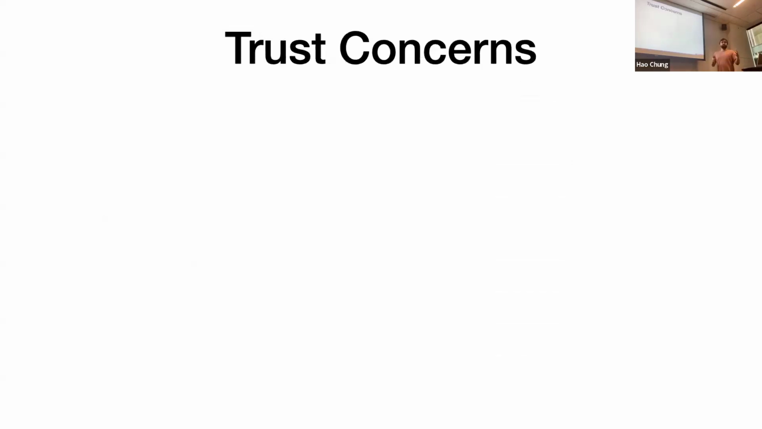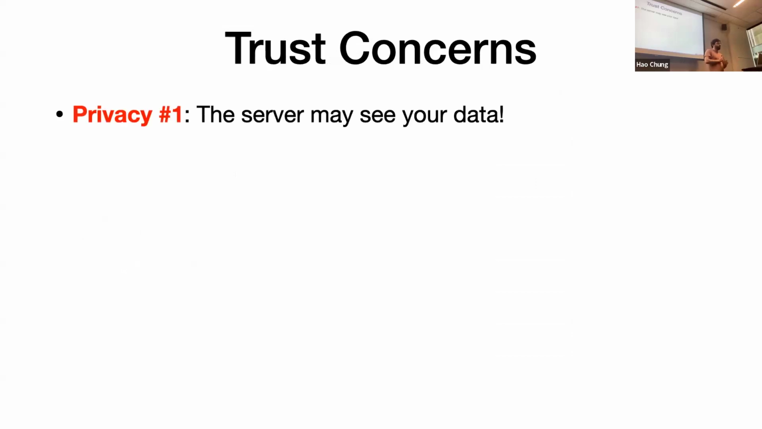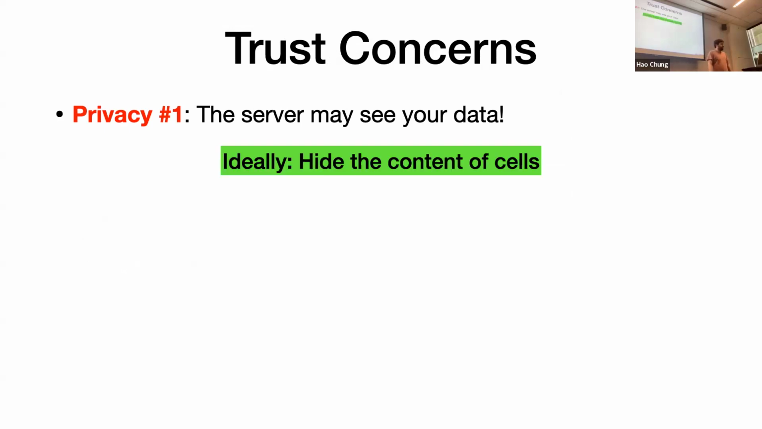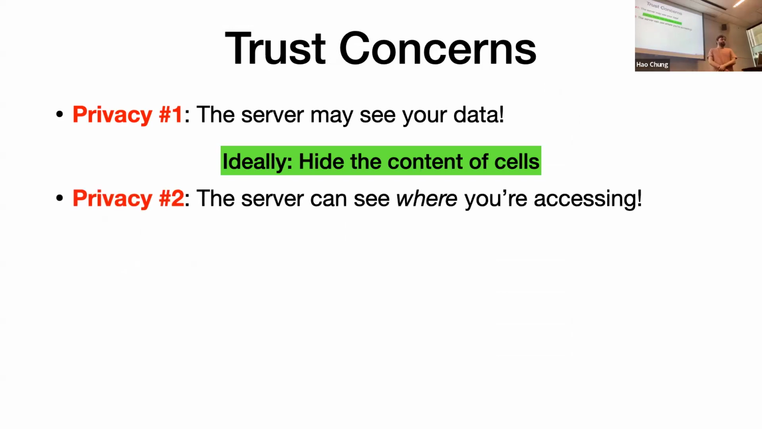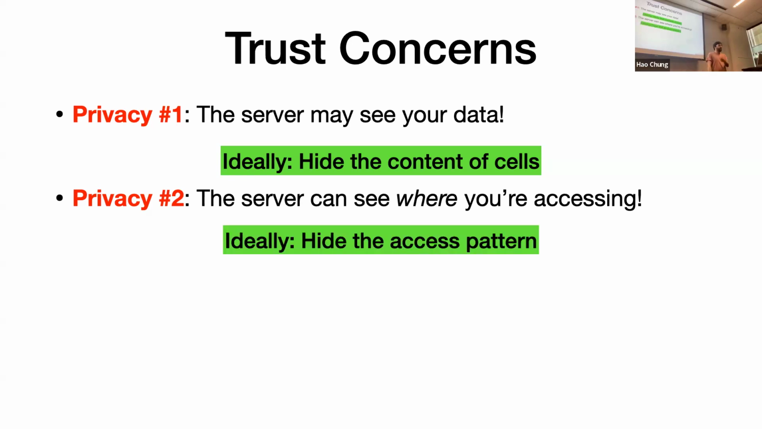This naturally motivates a lot of questions of trust, though. What trust issues come up in this setting? One is privacy, in the sense that the server may see the data that you're putting on the server. It's very natural. And ideally, you'd want to hide the content of any data cells that you put on the server. Another privacy issue is that the server can see where you're accessing. It could see that you're looking at index 3 or index 8. And ideally, you'd want to hide the access pattern. You want to hide where you want to look, because even that can reveal very devastating effects.